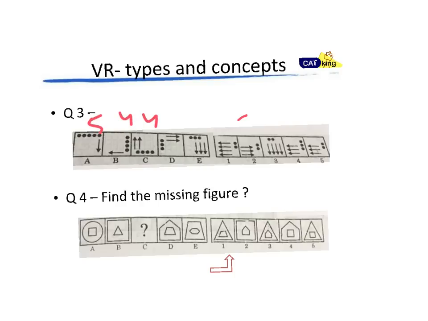5, 4, 4 again, 3, 3. Again, number of arrows 1, 1, 2, 2, 3. The next figure should ideally have 3 arrows and 2 dots. 3 arrows because there's a series being observed 1, 1, 2, 2, and the next figure should have 3 arrows, which is in the form of doublets.